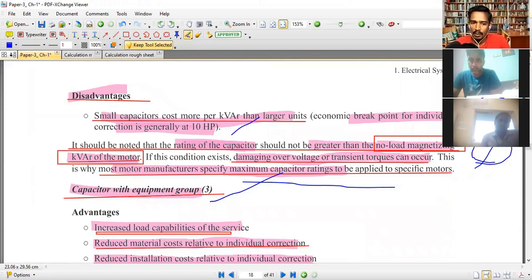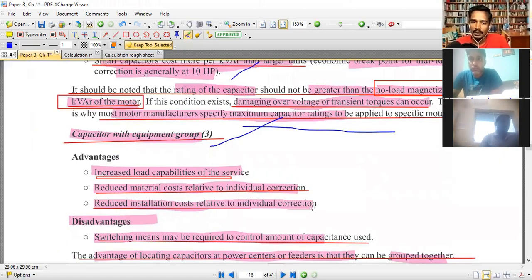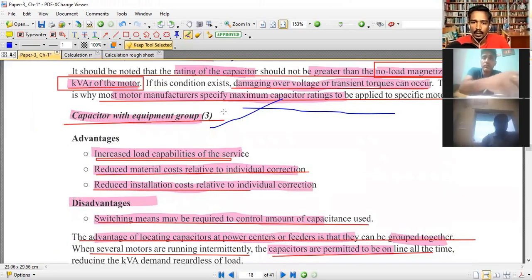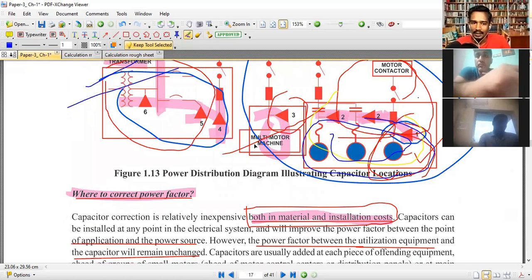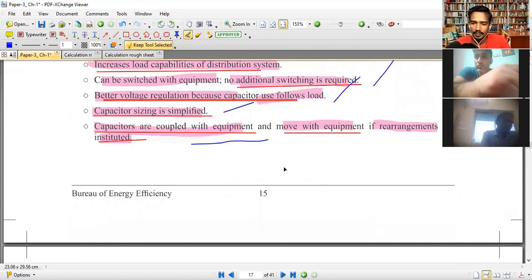This is very, very important, one mark, Ganguly, you note this one. Next one is capacitor with equipment group 3. It is group 3. Here multiple motors are available. They are using it for a group of 10 motors.